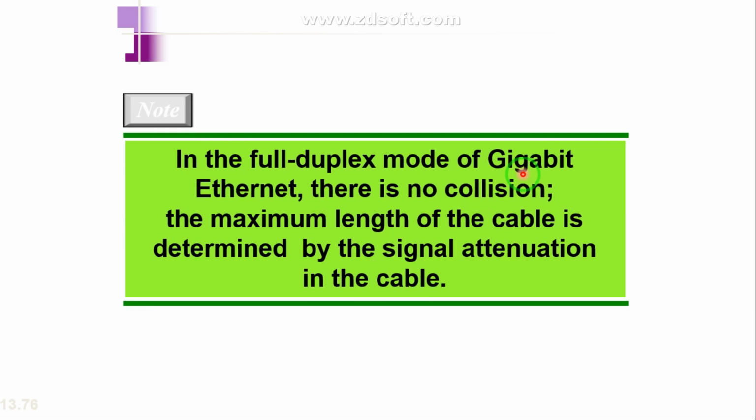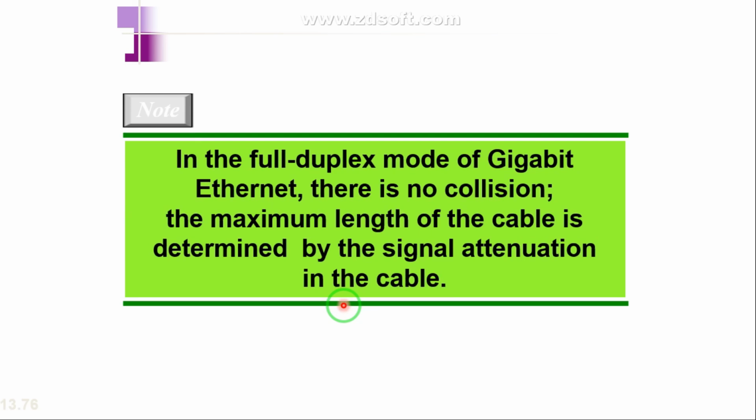Now, guys, the main consideration in the evolution of Ethernet was to keep the MAC layer untouched. And to achieve the data rate of 1 Gbps, that is no longer possible. So Gigabit Ethernet uses two approaches, half duplex and full duplex. But almost all implementations use full duplex.